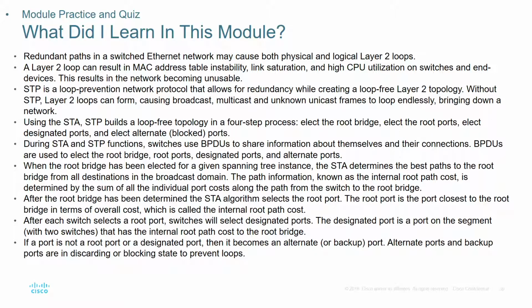After each switch selects a root port, the switches all select designated ports. The designated port is a port on a segment with two switches that has the internal root path cost to the root bridge. If a port is not a root port or a designated port, then it becomes an alternate or backup port. The backup, don't forget, was for legacy equipment like hubs, so mainly alternate ports. Alternate ports and backup ports are in a discarding or blocking state to prevent loops. So those are the ones that are blocked to not allow frames through.